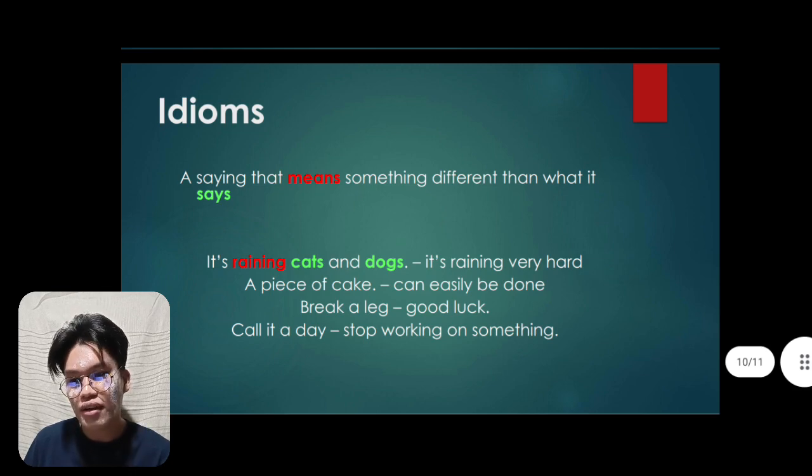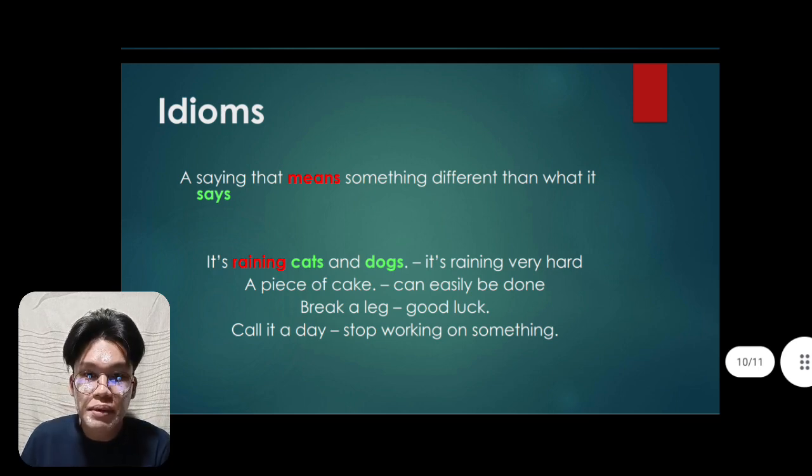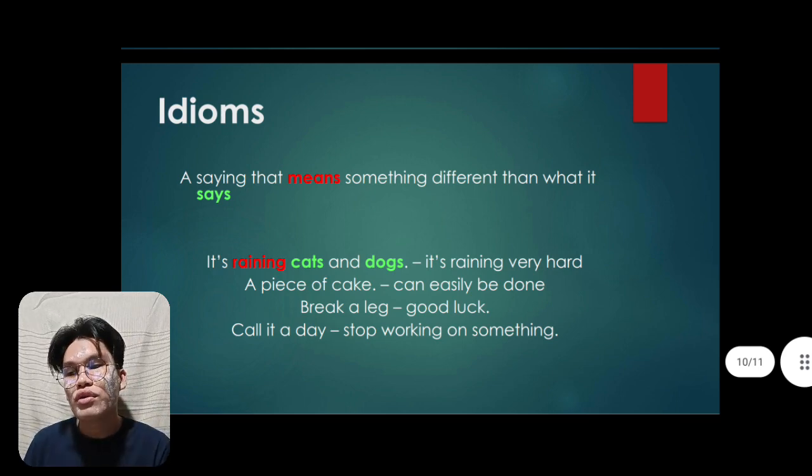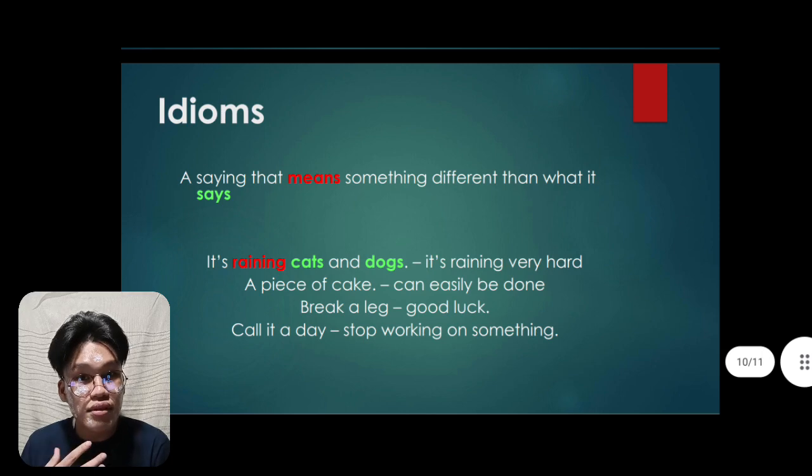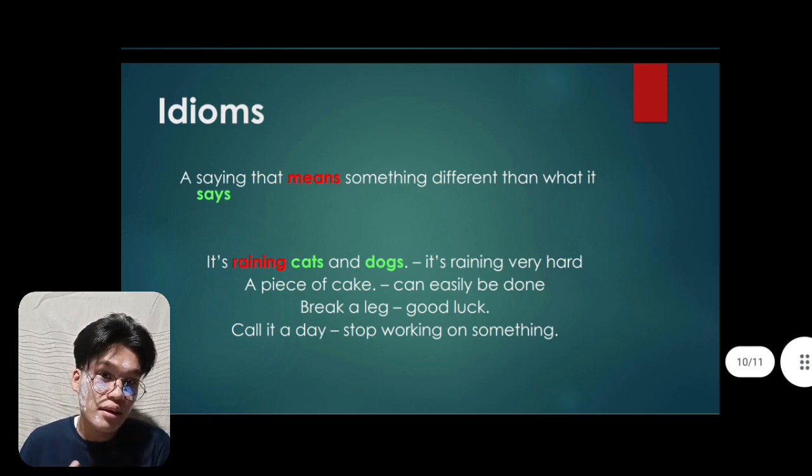Next is a piece of cake. I think we have already heard this idiomatic expression most of the time. A piece of cake means can easily be done or easy to do. So if you have a task to be done, you will just simply say it's a piece of cake. That means it's easy to do, so I can do it.